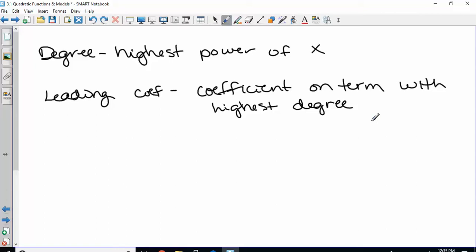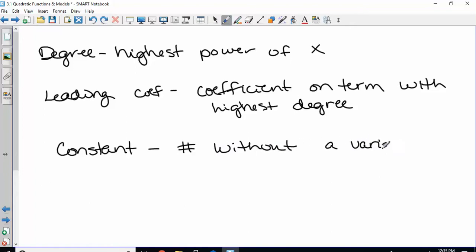All right. What is a constant? Constant is just a number without a variable. So knowing what these terms are, let's take some polynomials and pick out each of these things.